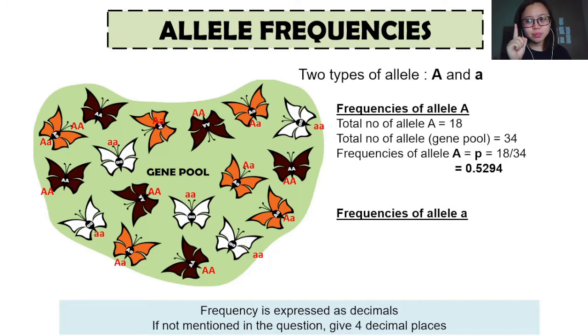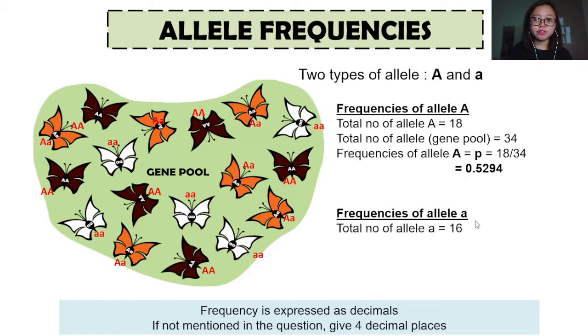Now, frequency, this ratio, can be expressed as decimals. Actually, you should express it as decimals. And if the question doesn't tell you that it wants 2 decimal places or 3 decimal places, then play it safe and put 4 decimal places. Kalau soalan tidak nyatakan dia mau berapa decimal place, kita play safe saja. Ambil jalan selamat, yaitu kita ambil 4 tempat perpuluhan.